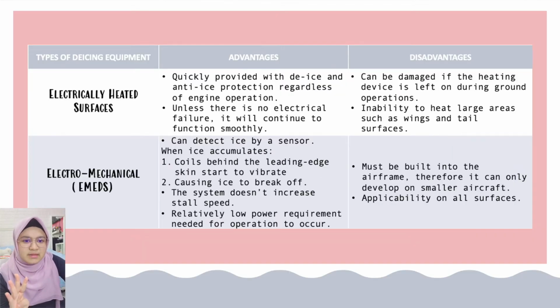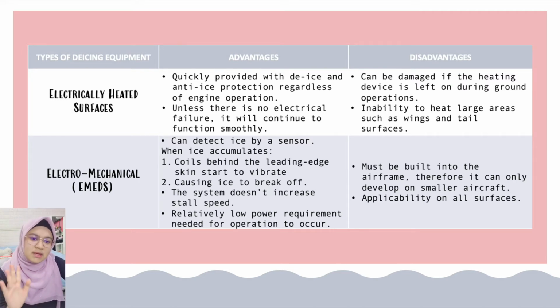The fourth is electrically heated surfaces. They can provide de-ice and anti-ice regardless of engine operation, unless there is an electrical failure. But the downside of this is that the surface can be damaged if the heating device is left on during ground operation. It also has an inability to heat large areas such as the wings and the tails.